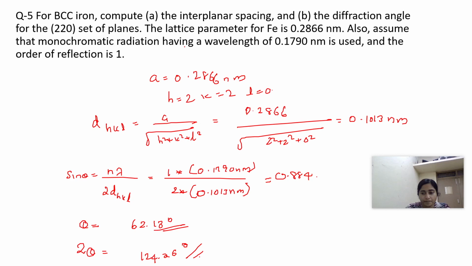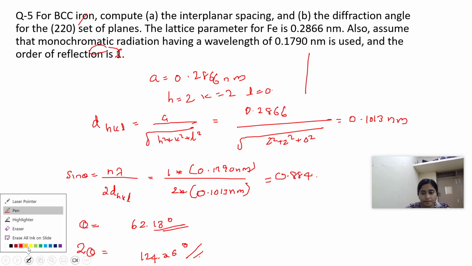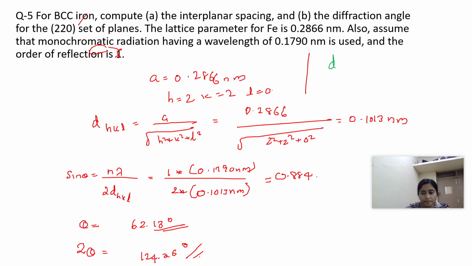The actual formula for this is d equal to 1 over root of h square by a square plus k square by b square plus l square by c square. If a equals b equals c, then you can represent this as a by root of h square plus k square plus l square.